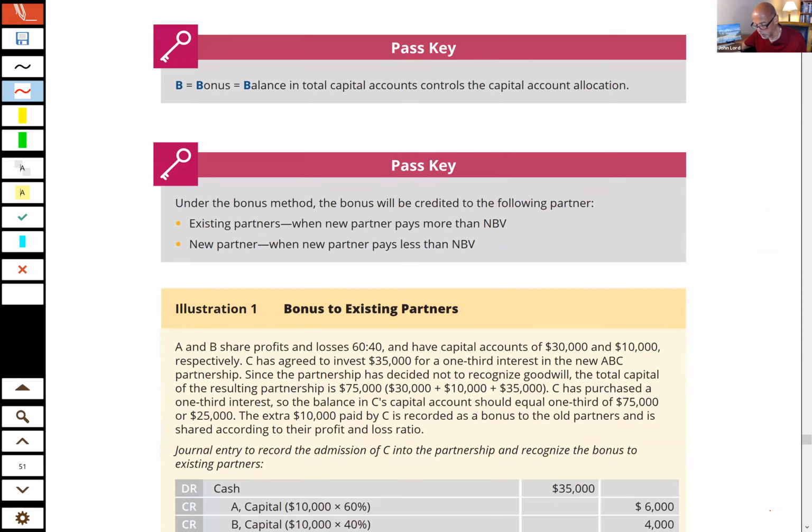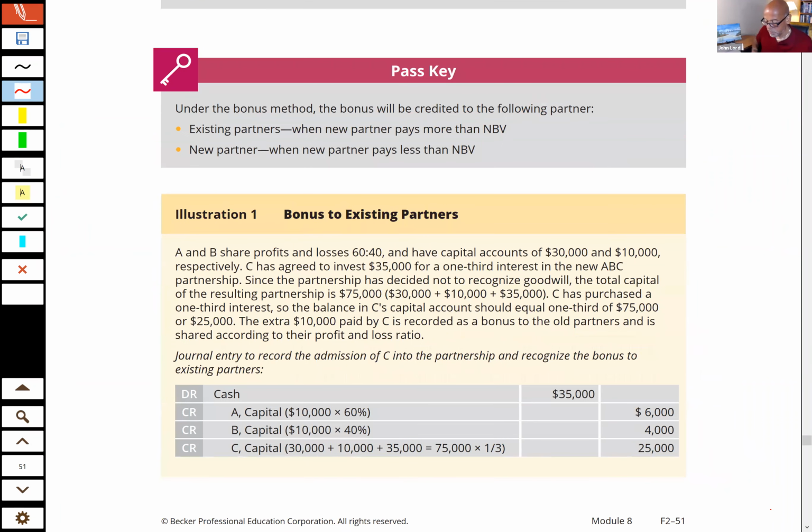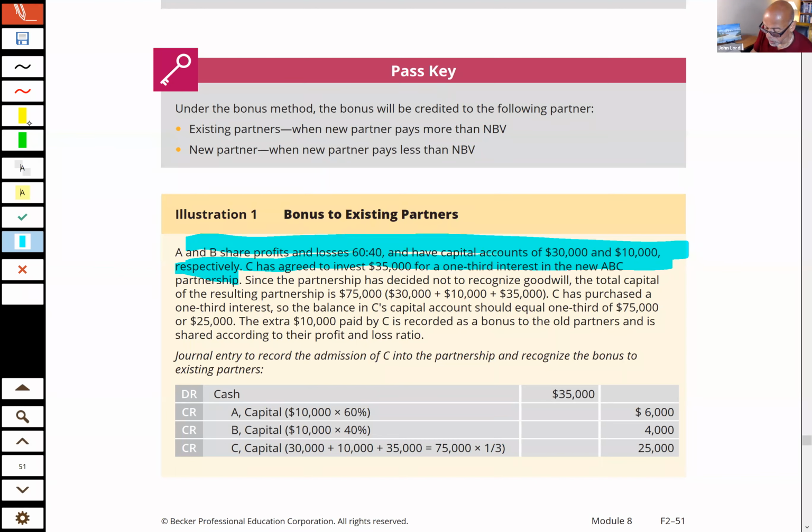Okay. We don't need all these silly passkeys up here. Let's just take a look. And they tell me that A and B share profits 60-40 and have capital accounts of 30 and 10 respectively. C has agreed to invest $35,000 for a 1/3 interest in the new ABC partnership. Since the partnership has decided not to use goodwill, okay, so now I know I've got to use the bonus method because they've told me what C is contributing.